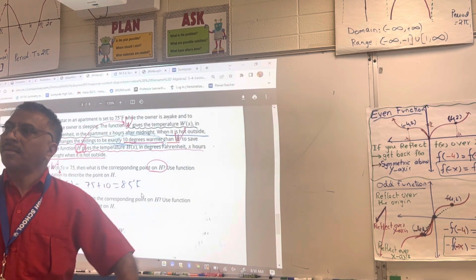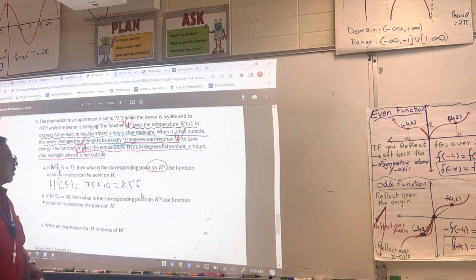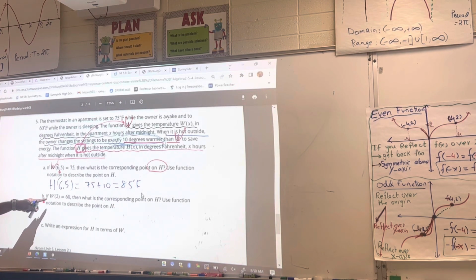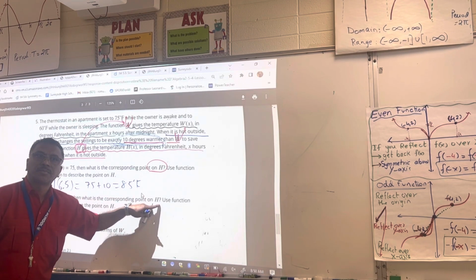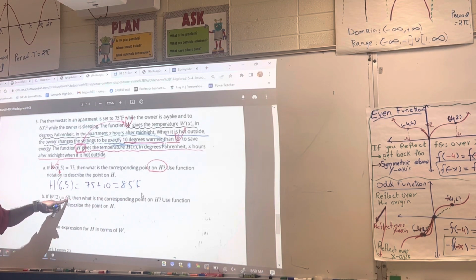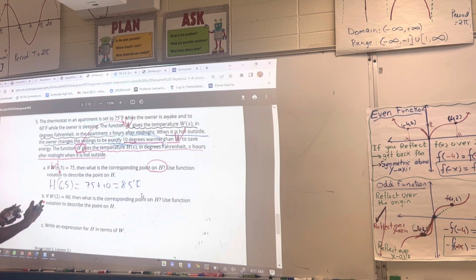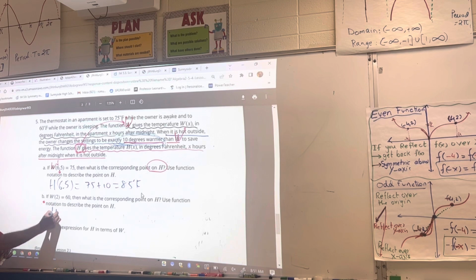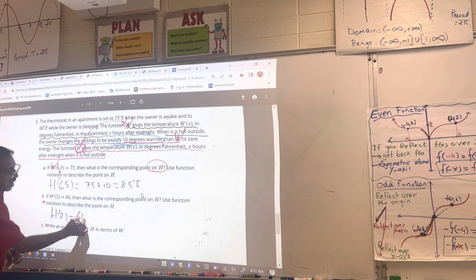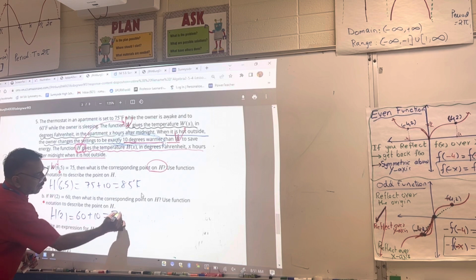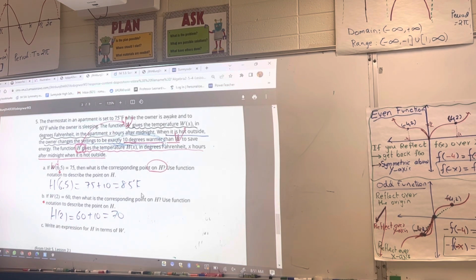Do you guys get now what I'm saying? So this is 75. Then what about this one? If W at 2 is 60, then what is the corresponding point on H? What is 60 plus 10? 70. So common sense is easy, but I want you to write those steps. Okay, H at 2 a.m. in the morning, look at this. H of 2 equals 60 plus 10, which is 70, and then finally you have to create an equation.